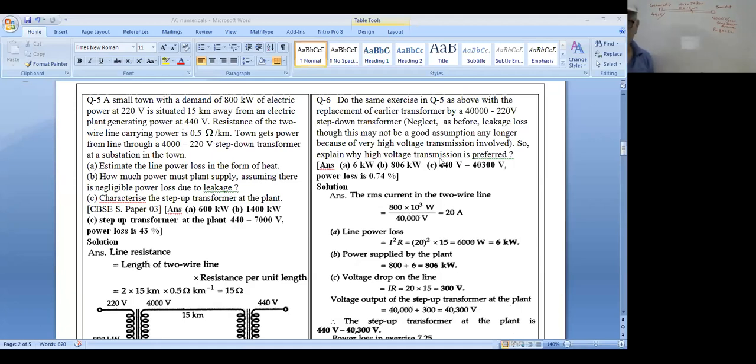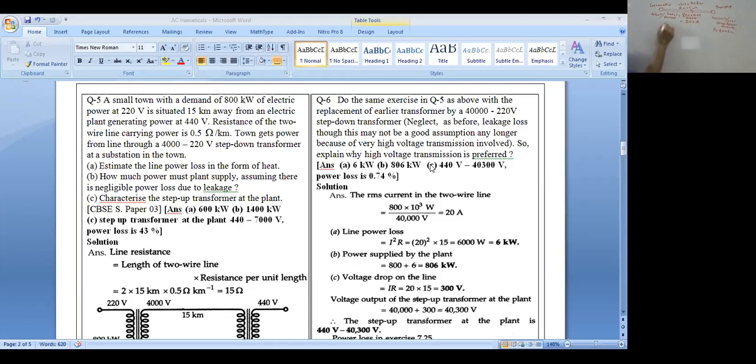So here current can be taken as, this is called the line current. I equal to power divided by voltage. Power is 800 kilowatt divided by voltage, that is this. So this comes here how much? 200 ampere. This is the line current.